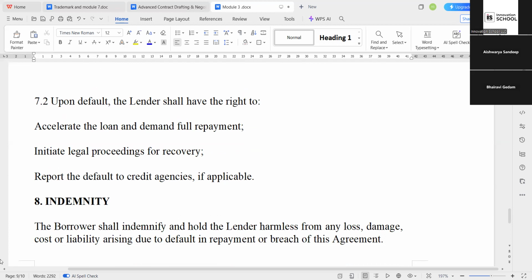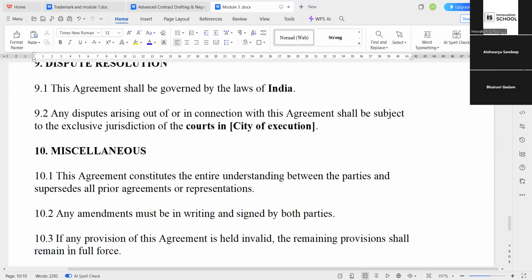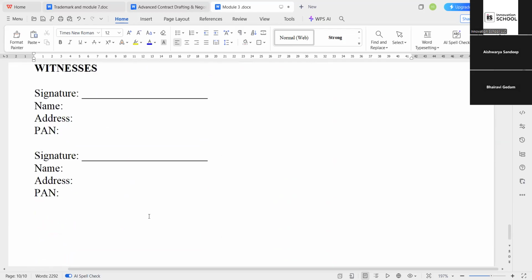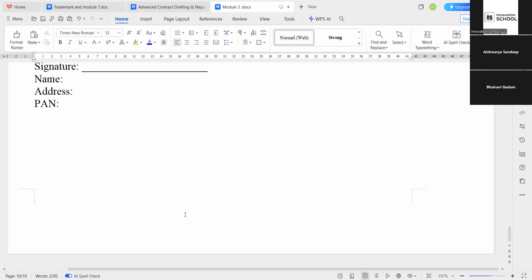Then comes the standard indemnity clause, your dispute resolution clause stating that the laws of India will be applicable, and your miscellaneous clause. Then come the signatures of both the parties.